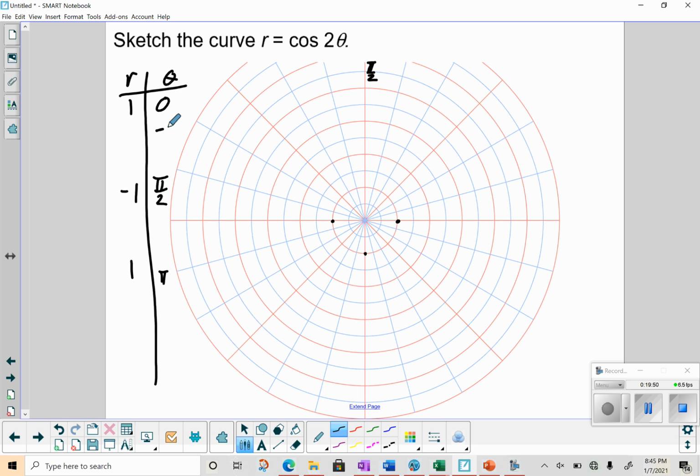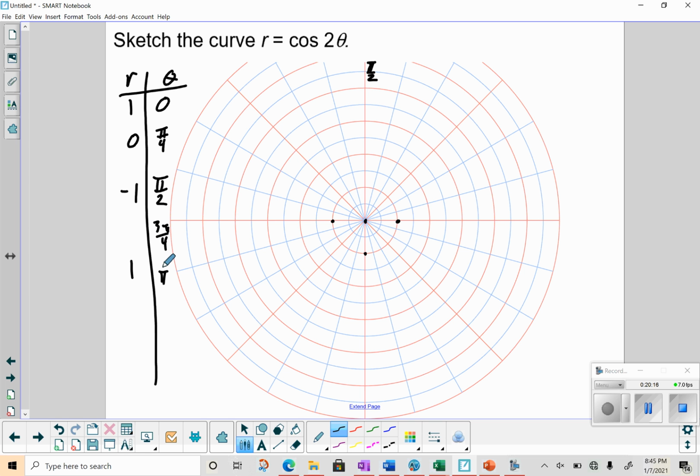So if I say put in pi over 4, well, 2 times pi over 4 is pi over 2. The cosine of pi over 2 is 0. All right, well, again, that's interesting in that I was out here at 1, 0, and as I rotate around to pi over 4, that goes down to nothing.